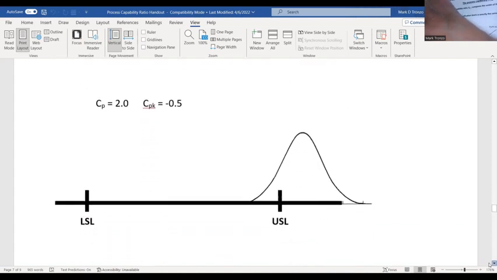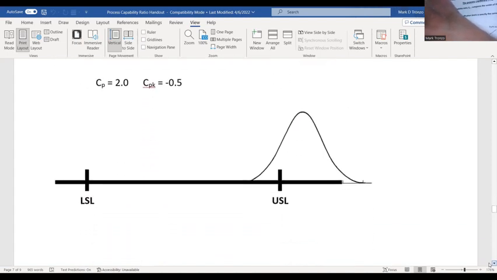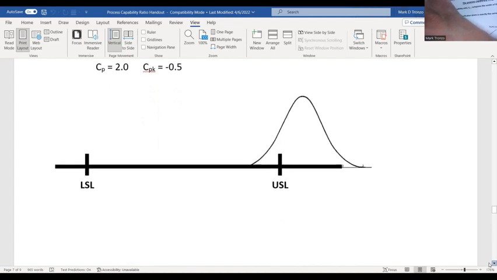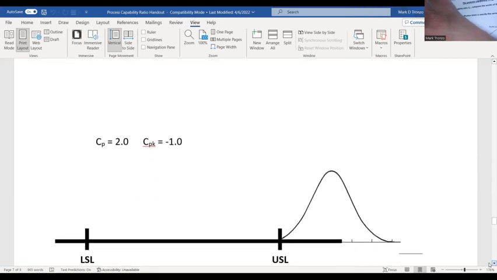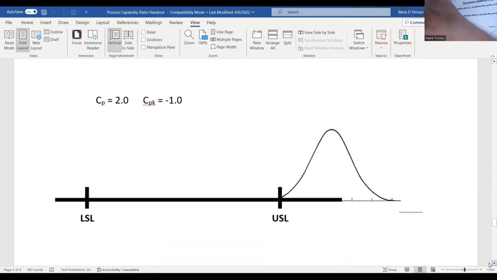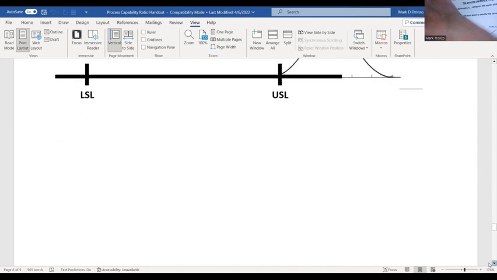And in this case here, CPK is outside. The mean is actually even outside the limit, so that's why it's going negative here. And a negative CPK indicates the whole process is outside the tolerances.